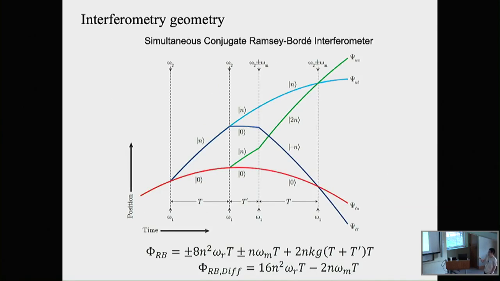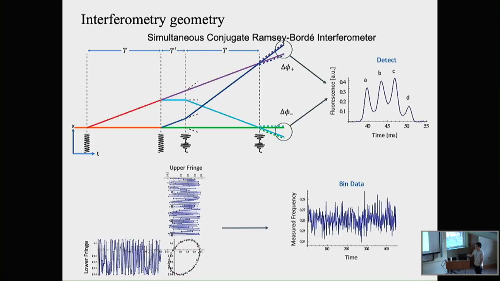The first thing I want to talk about is the simultaneous conjugate Ramsey-Bordé interferometer. Basically, we have two Ramsey-Bordé interferometers. The upper one is an upside-down version of the lower one, and gravity is going to have the same effect on these two interferometers. Then we take the differential phase between this interferometer and this interferometer to cancel the effect of g. Then how do we cancel this g?